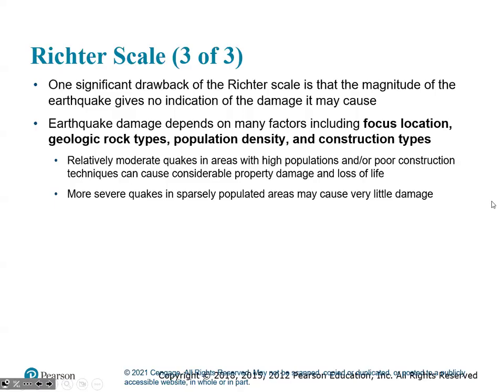So you can have very different damage from 2 places that are close to each other with different ground conditions. So relatively moderate quakes in areas with high population and poor construction techniques can cause considerable damage and loss of life, while more severe quakes in sparsely populated areas can cause very little damage. If there's not much there to get damaged, very little gets damaged.